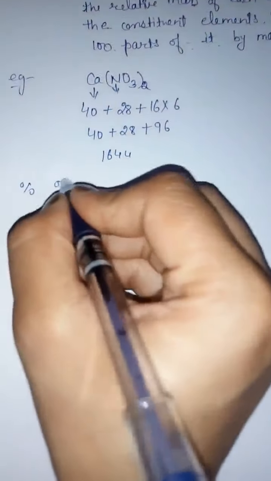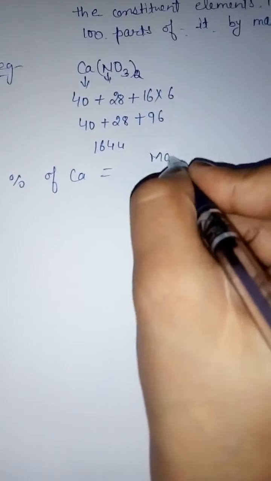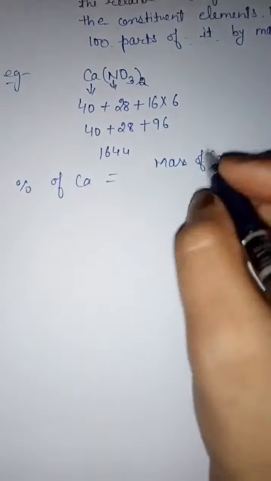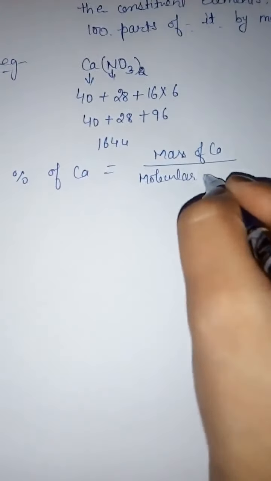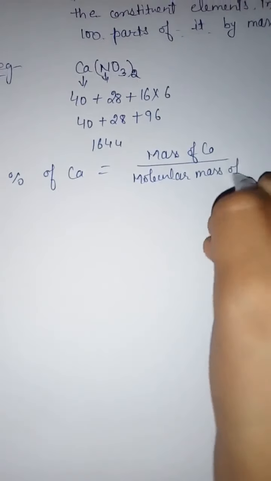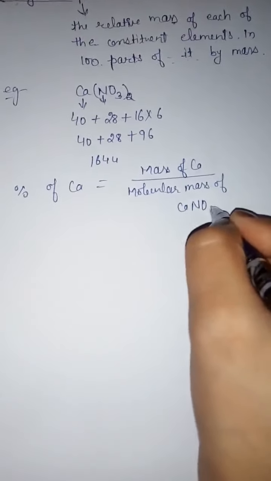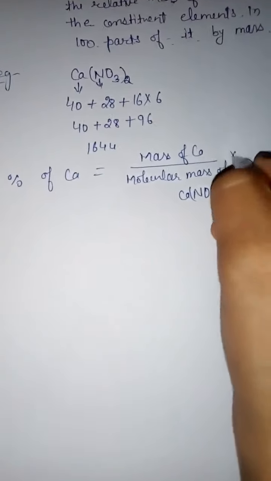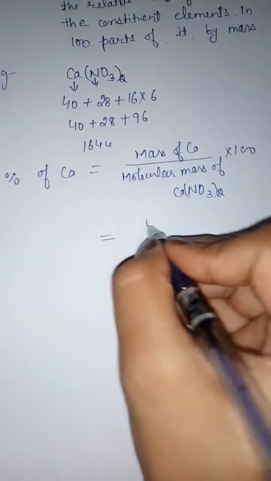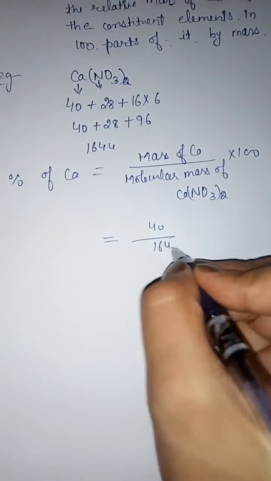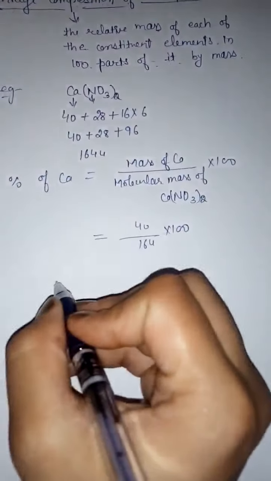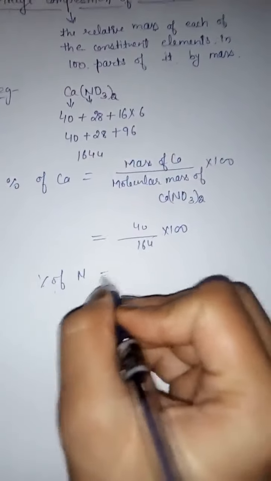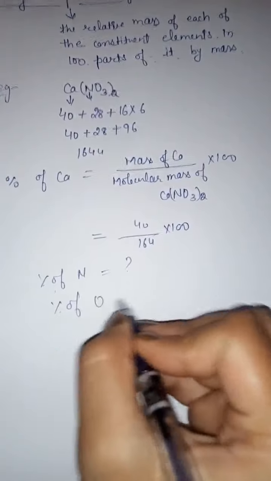So how will you calculate the percentage of calcium? It is mass of calcium divided by molecular mass of calcium nitrate multiplied by 100. So you will calculate this value. Similarly, you will calculate the percentage of nitrogen and percentage of oxygen.